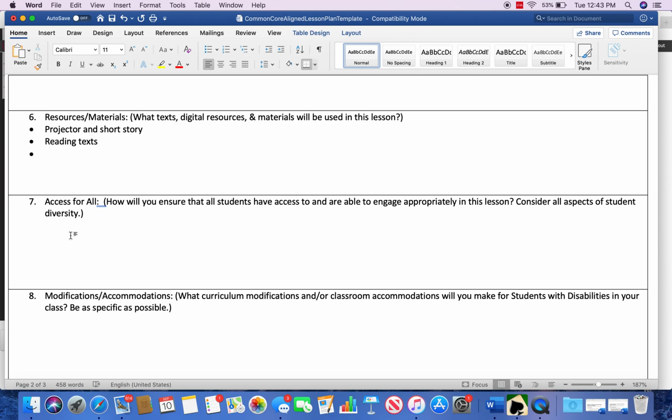This is also where you want to consider all aspects of students. If you've got students who are English as a second language, then how are you going to accommodate them? You might have an audio version of the reading material so that they can follow along as it is being read to them. If you have a parapro in the classroom, that parapro could be reading to the students, and that would help the student to better understand.